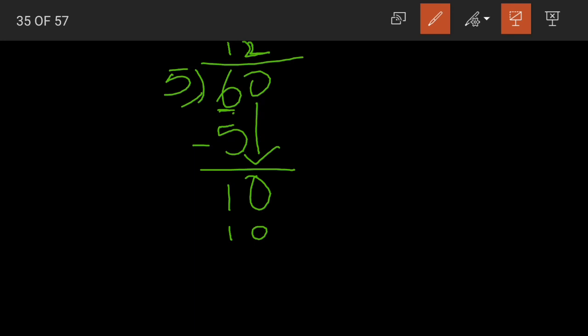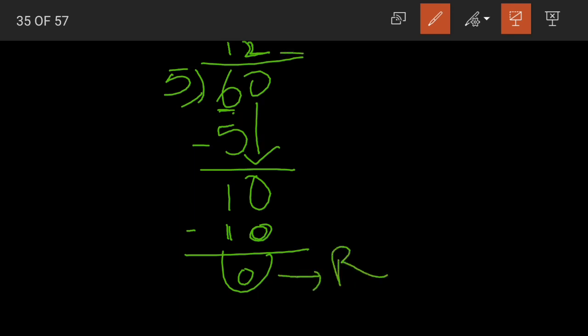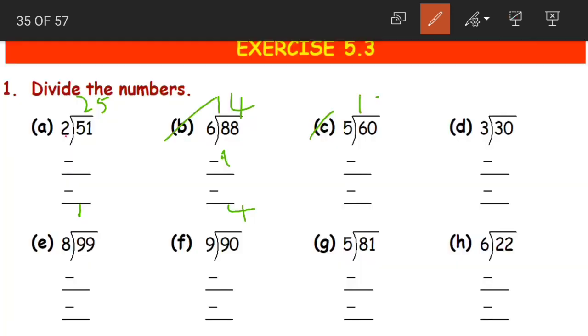Yes, 2 goes in the quotient's place and 10 is written below here. When we subtract, 10 minus 10 gives us 0. And 0 is our remainder. What is our quotient? 12 is our quotient. Yes, in 60 divided by 5, 12 is our quotient and 0 is our remainder.